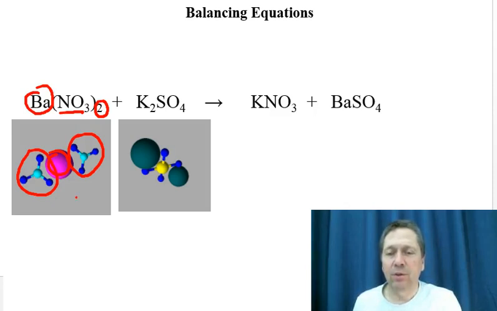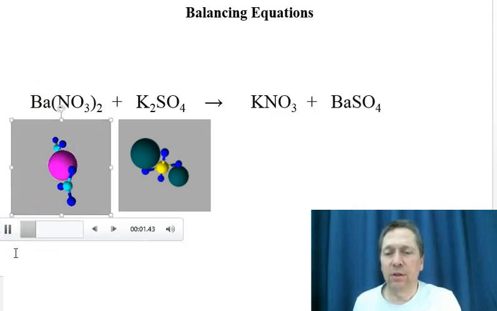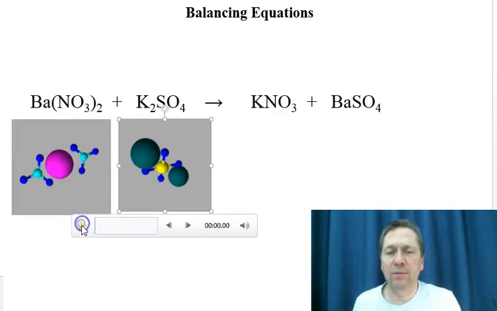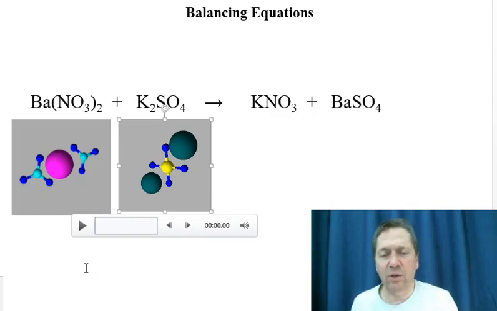Let's look, okay, we can actually do the little video. There we go. That's barium nitrate. And this one here is the potassium sulfate. The potassium is the two big things on the outside, and the sulfate is the ion that sits in the middle. These are not molecules, these are ionic substances.